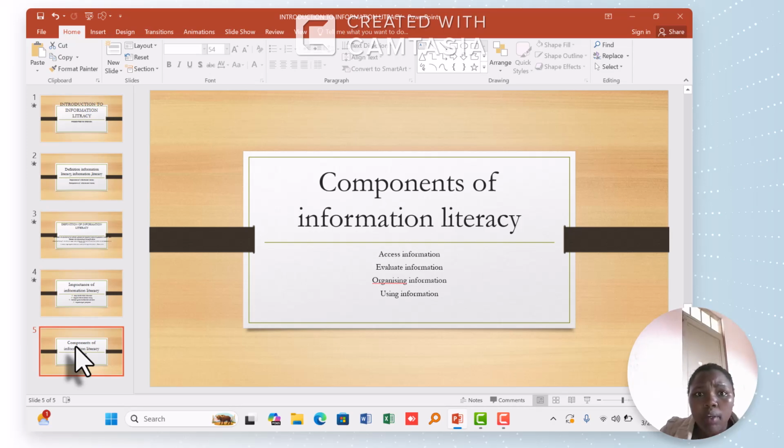I hope in this small slide or few slides, someone may be in position to understand or to pick a picture of information literacy and can really understand what information is.